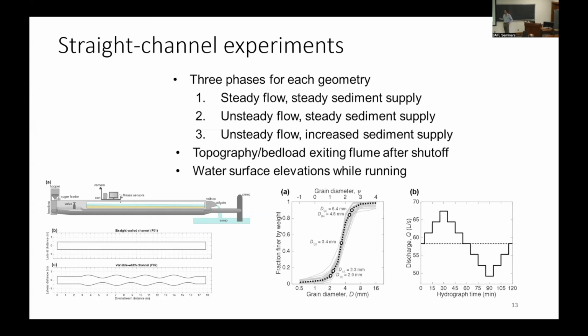So there's 3 phases for each geometry, meaning either straight constant width or straight variable width. And for both of these geometries, the first phase involved just imposing steady flow and steady sediment supply, establishing baseline conditions. And then we wanted to know what happens if we impose a stepped repeated hydrograph, but we keep the same steady sediment supply.